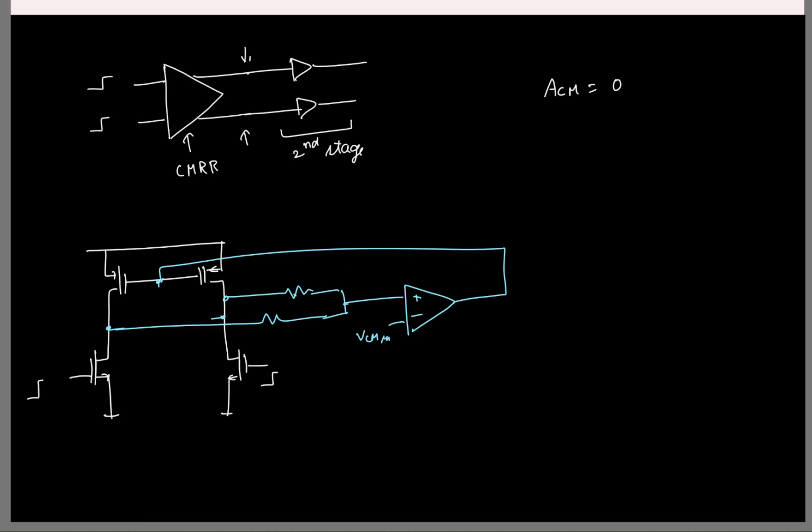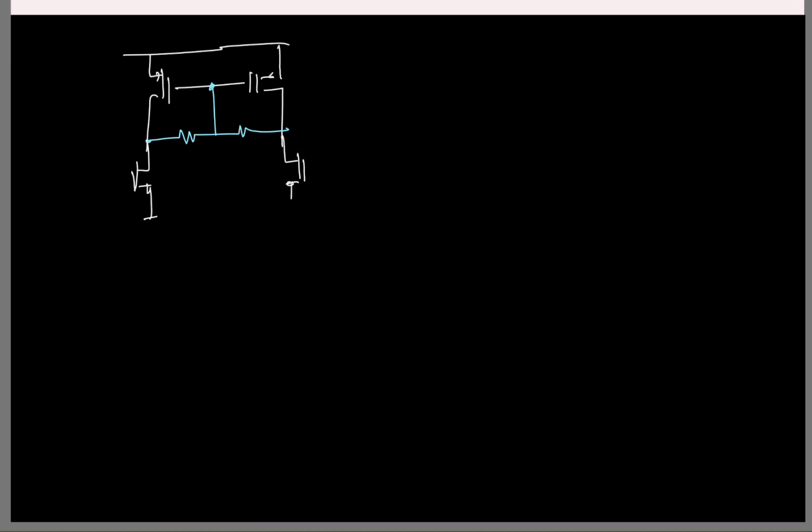Okay, so to understand it, let me take a different example because this is what I have asked in your assignment. See, I will take the same pseudo differential amp. I will use a simplistic common mode feedback like this. Okay, so this is the pseudo differential. So if I draw the common mode half circuit, I will have this guy, I will have this guy. So what will happen to the resistor? That will be in feedback like this. Now this is the common mode.